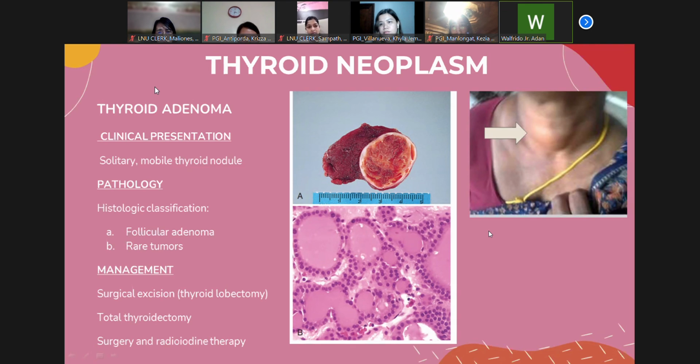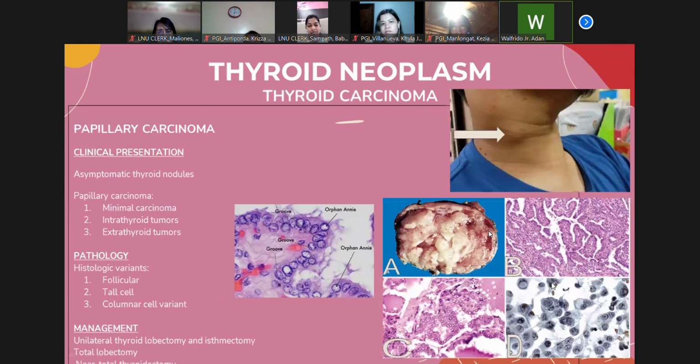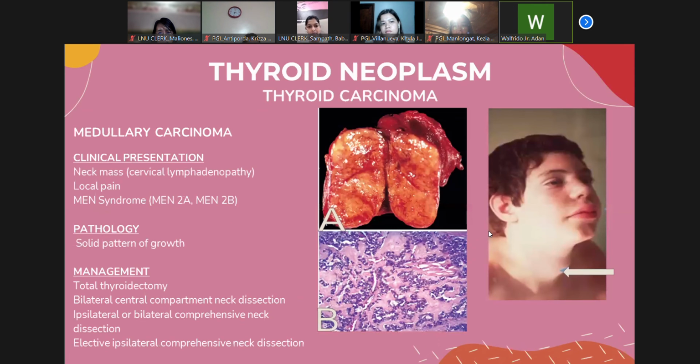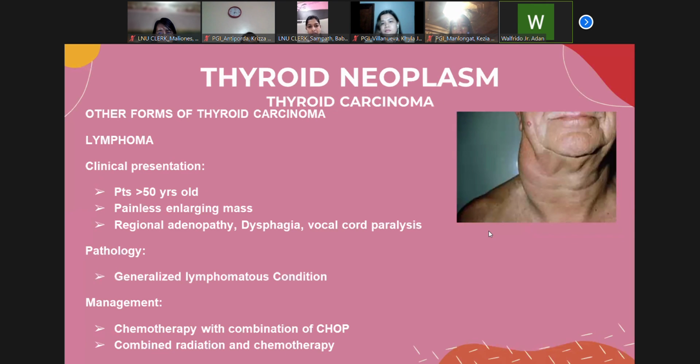All right, for the second lecture, Doctor, yes, doc. I have a question for you. What you mentioned a while ago is not so common cancers of the thyroid, correct? Yes, doc. These are your lymphomas, your squamous cell carcinomas, etc. My question is, are these inherent or do these arise from the thyroid itself?